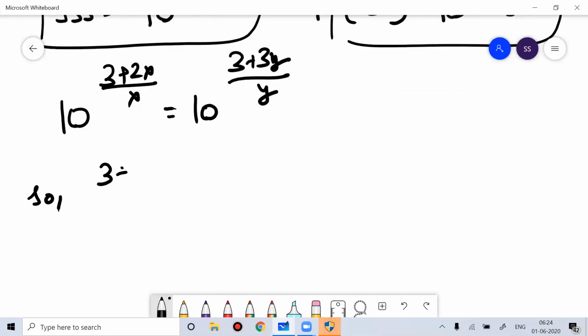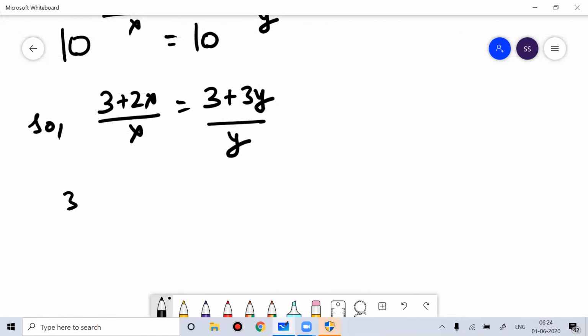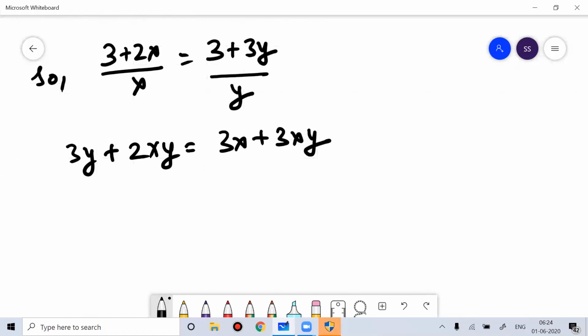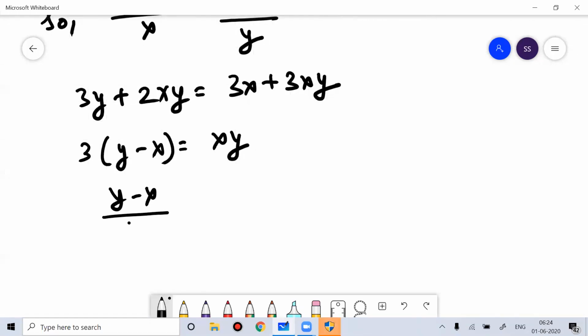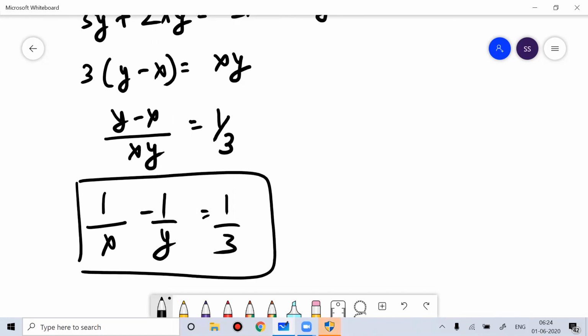So I can say that 3 plus 2x by x is equal to 3 plus 3y by y. So cross multiply: 3y plus 2xy is equal to 3x plus 3xy. So if I take 3 common, y minus x is equal to xy. So I can say that y minus x by xy is equal to 1 by 3. So this you can write as 1 by x minus 1 by y is equal to 1 by 3. This was supposed to be found.